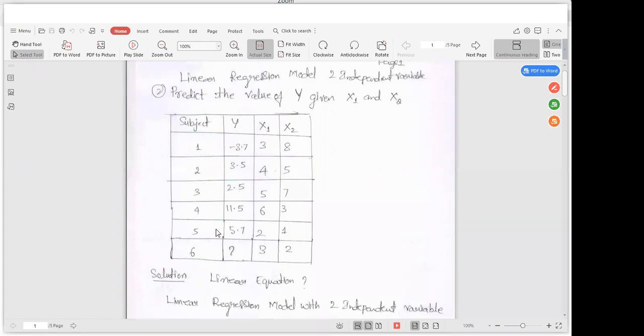Here five values are given, five rows. This is x1, x2, and y. Now here, for x1 is 3 and x2 is 2, we need to judge what y will be. So you have to predict y. What we are supposed to do is find the linear equation so that we can predict the value of y. So y will always be in terms of x1 and x2.